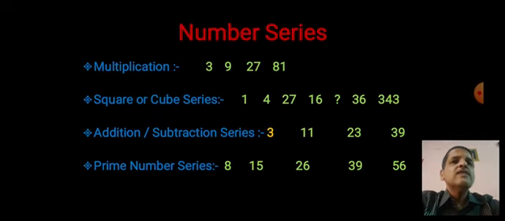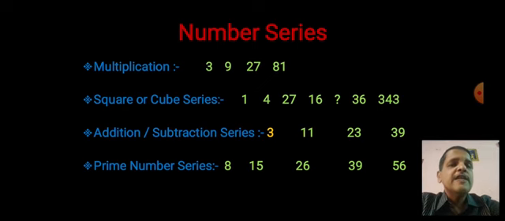Let us go towards the last part, that is number series. Now when we say number series, there are multiplication, square cube series, addition, subtraction series, prime number series, many things are there. What is multiplication? See in the series 3, 9, 27, 81. What common factor is there? 3 3s are 9, 9 3s are 27, 27 3s are 81. In this series, every next number is multiplied by the first number, that is 3.